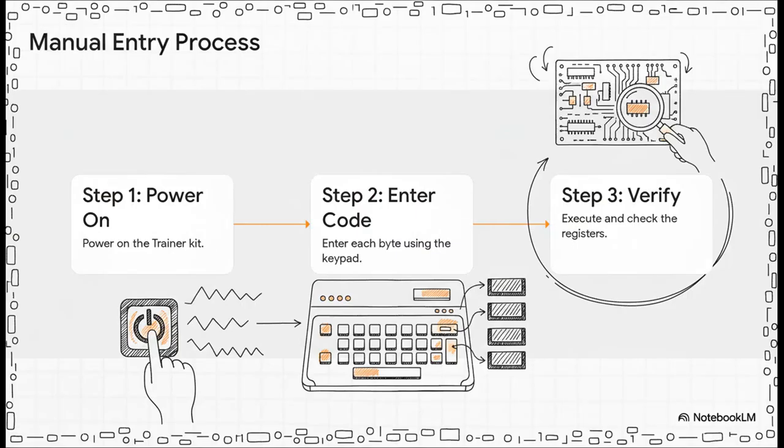And the process was completely manual. He had to power up the board and then, using a keypad, literally punch in each of those 6 bytes. B8, click, 34, click, 12, click, and so on. You get the idea. No copy-paste to save you here.